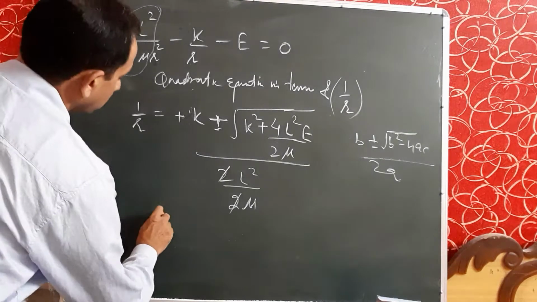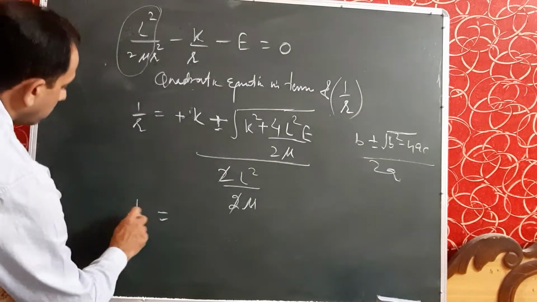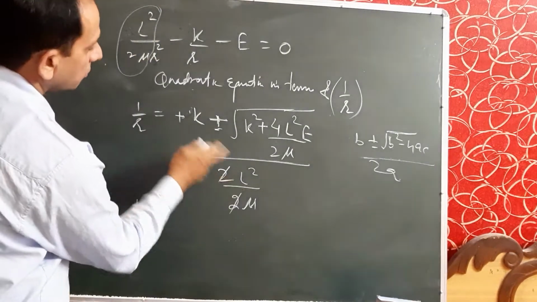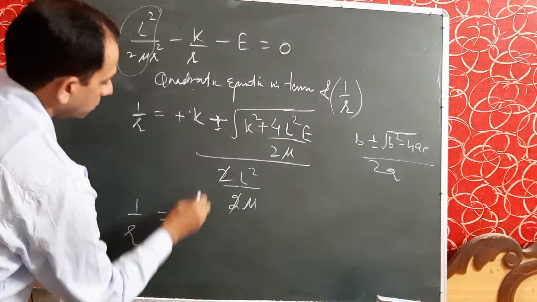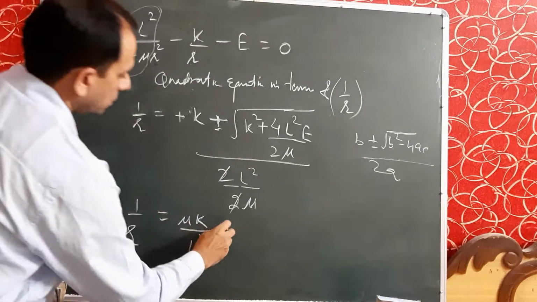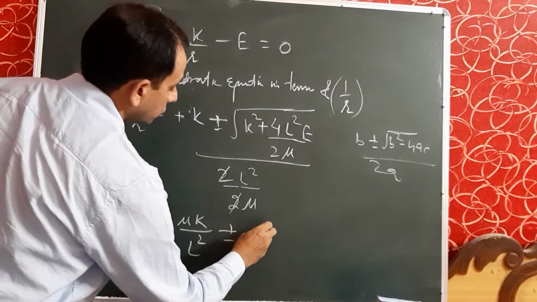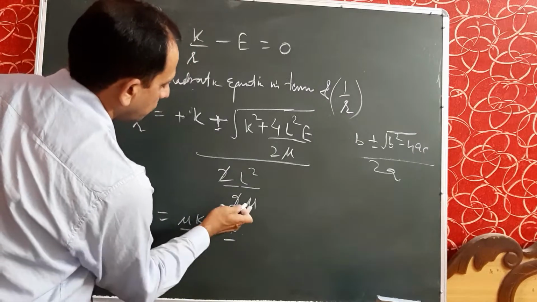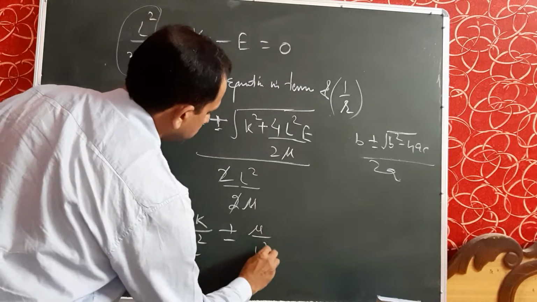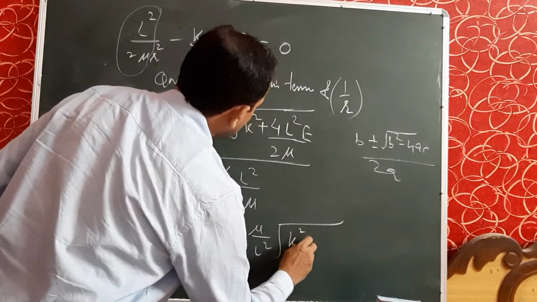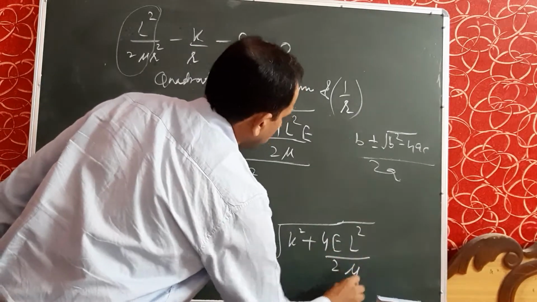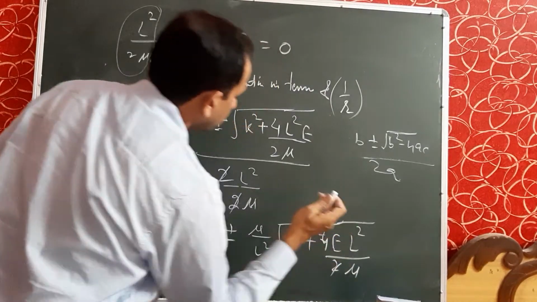We all know this equation, this is the solution, and we will simplify it by dividing by the first and second terms. It becomes mu k over L square, plus minus mu upon L square under root k square plus 4 E L square by 2 mu, where the 2 may be cancelled out.